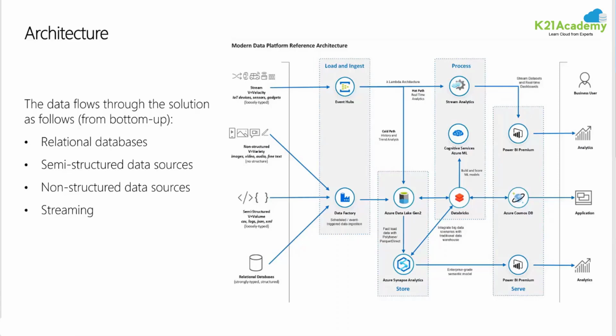So the data flows through the solution as follows: from the relational databases to the semi-structured data sources, then to the non-structured data sources, finally to streaming. So we will start with the relational databases. Use Azure Data Factory pipelines to pull the data from a variety of databases, both on-premise and in the cloud. Pipelines can be triggered based on a predefined schedule, in response to an event, or explicitly called via REST APIs. Still part of the Azure Data Factory pipeline, you can use Azure Data Lake Storage Gen2 to stage the data copied from relational databases.